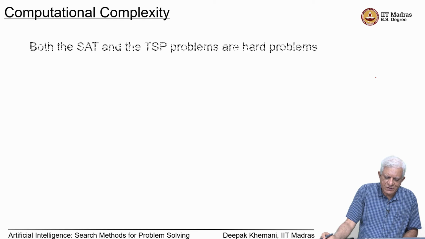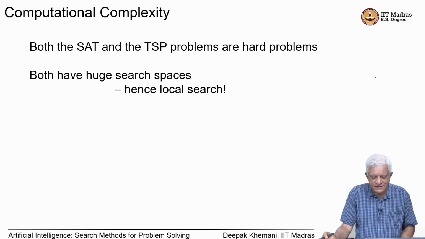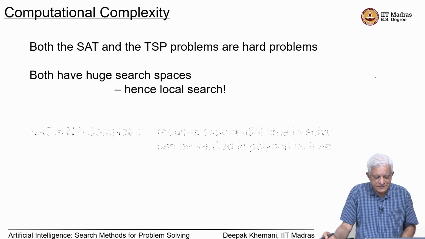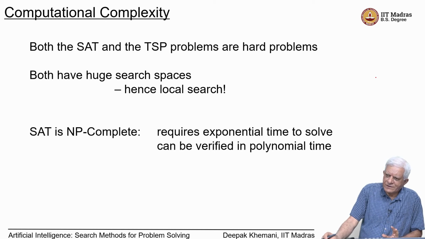Let us talk a little bit about complexity. Both SAT and TSP problems are hard problems. We have already said that. Both have huge search spaces, and hence we are looking for local search methods. SAT is NP complete. In fact, it was the problem that was used to define the NP complete set by Garey and Johnson. It requires exponential time to solve, but can be verified in polynomial time.